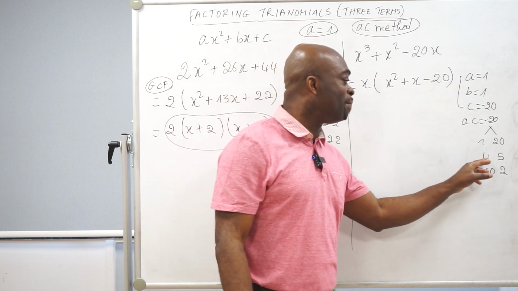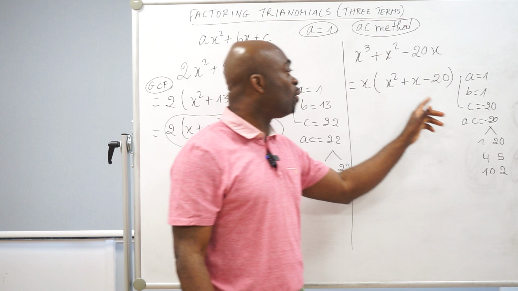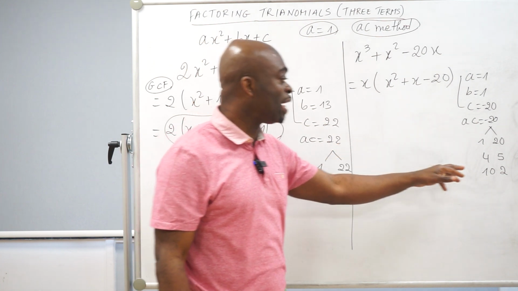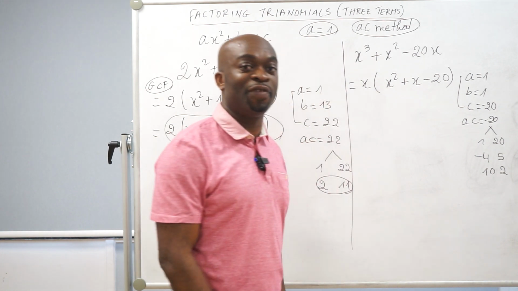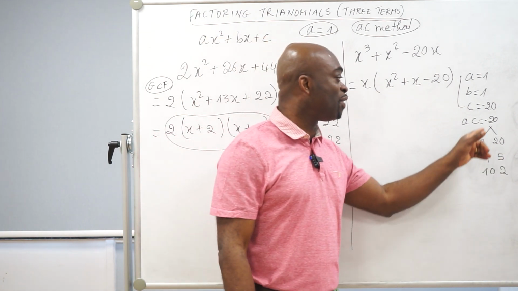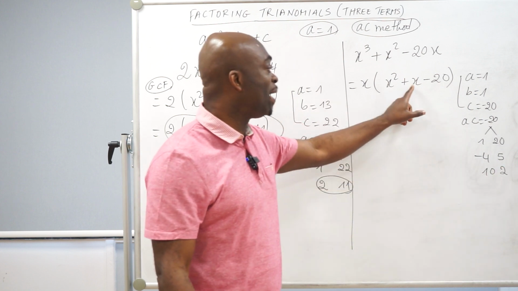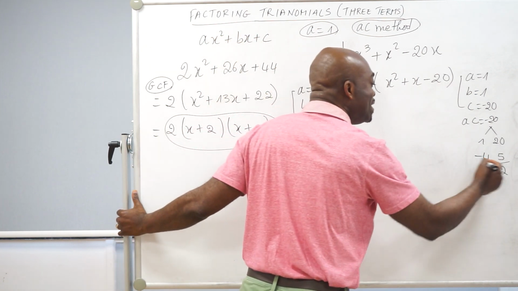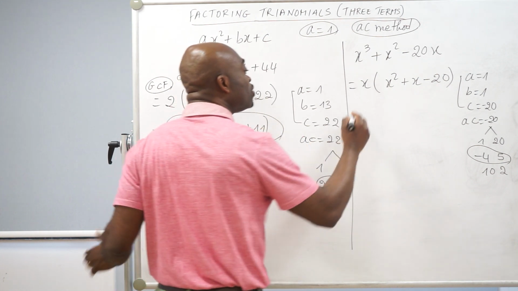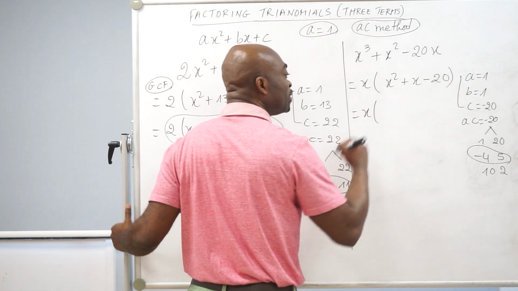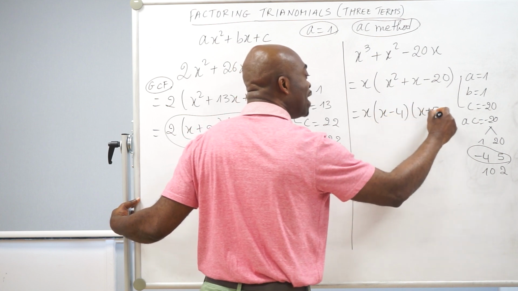But then one got to be a minus, the other one got to be a positive, because when you multiply, you're getting negative 20, and when you add, you're getting positive 1. So that means what? If we go negative 4 and then positive 5, because negative 4 times positive 5 will give you negative 20, and then negative 4 plus 5 will give us what? Positive 1. So that means this combination is the best to use, or actually the only one. So then you end up with x. So this one will give you what? x minus 4 times x plus 5.